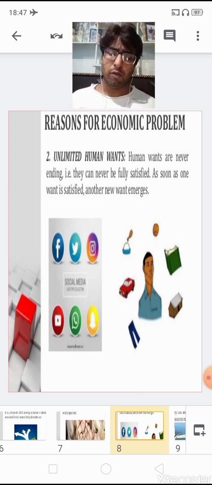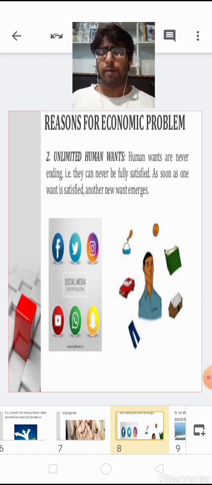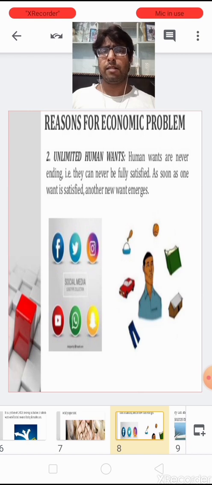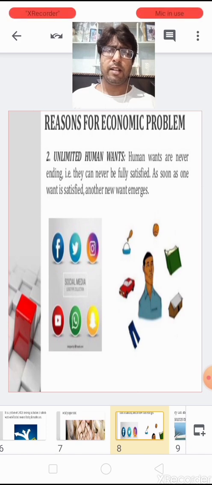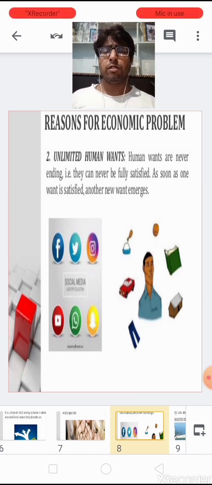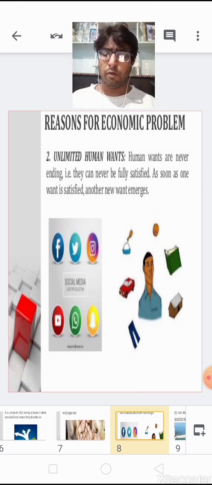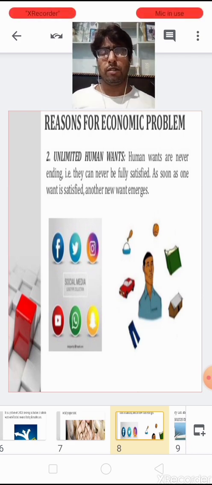If all our wants are of equal importance, then we cannot make a choice of which wants are very important as compared to other wants. So that is why unlimited human wants is called a reason of the economic problem. I mean, the wants of humans cannot be satisfied at one time. If one want of humans is satisfied, then new wants emerge.